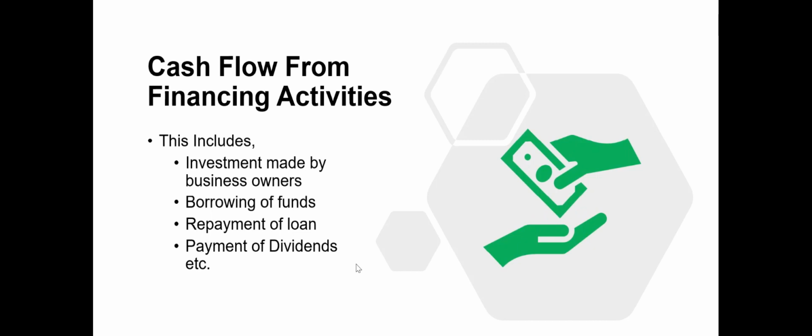Then financing activities. The financing activities include investment made by business owners. So basically, mainly the equity owners, their contribution towards the equity, and also borrowing of funds from banks, repayment of loans and payment of dividends to the equity owners. So these items will fall under financing activities. Those are the three main activities under which we need to identify the cash inflows and cash outflows.